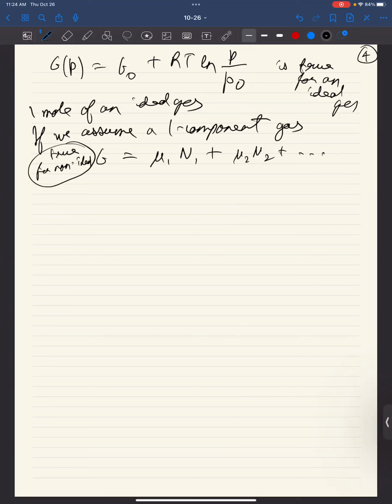This equation was true for everything. So you have to be careful every time you write an equation, which one is true for which. You have to keep careful count. This was true for non-ideal, but if it was a one component system, what would this become? G is equal to mu one N one. There is no other component, so why carry one and two and three? It's just mu. So G is equal to mu N for a one component system.